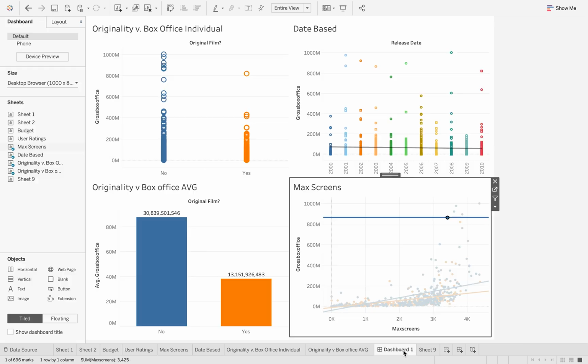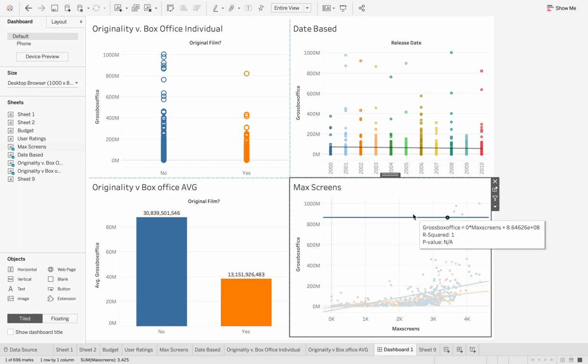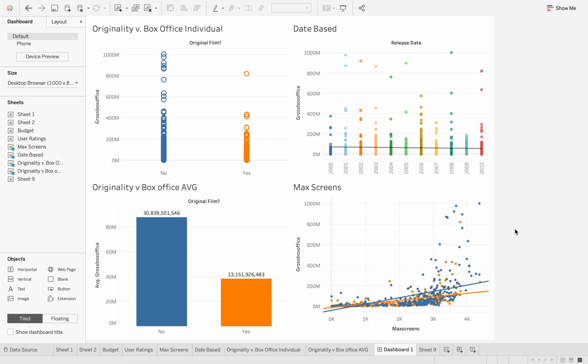And so I hope that these findings can be helpful to future movie producers when they are thinking about what kind of movie to make and when to release it and things of that nature.